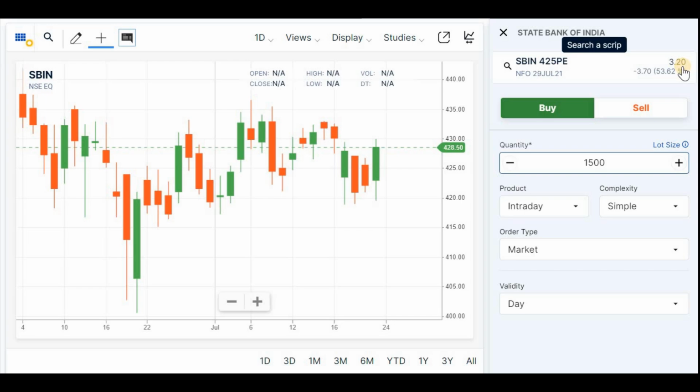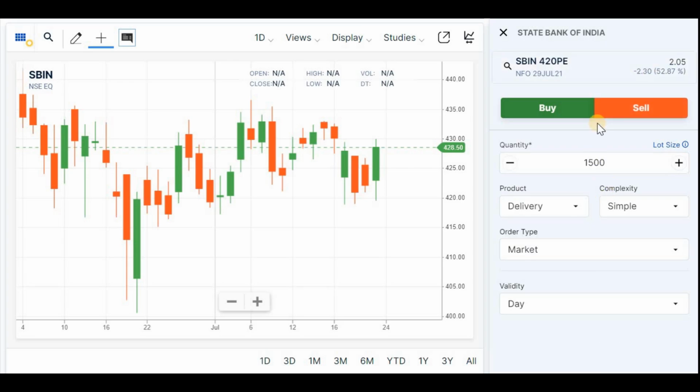That means for buying this SBI 425 PE, we require around 1500 into 3.2, which is approximately 4.7k rupees. 4700 rupees is required. For buying SBI 420 PE, you require very less money, like 3000 rupees is required in intraday. In delivery also the same amount will be required.